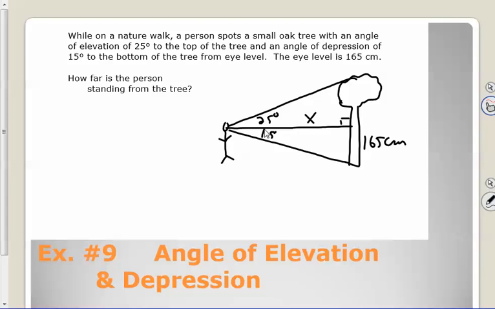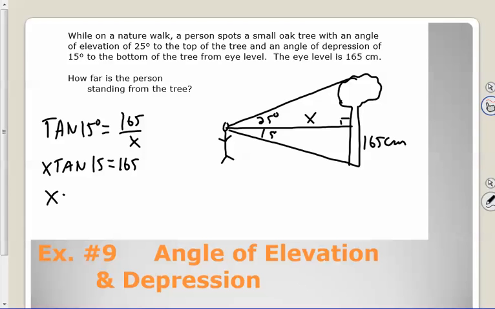I'm going to go tangent. No, hold on a second. I'm going to use the 15 because that's the only one I got. So tangent of 15 degrees is equal to 165 over x. So x times the tangent of 15 equals 165. So x is 165 divided by the tangent of 15 degrees, which gets me to approximately 616 centimeters away from the tree.